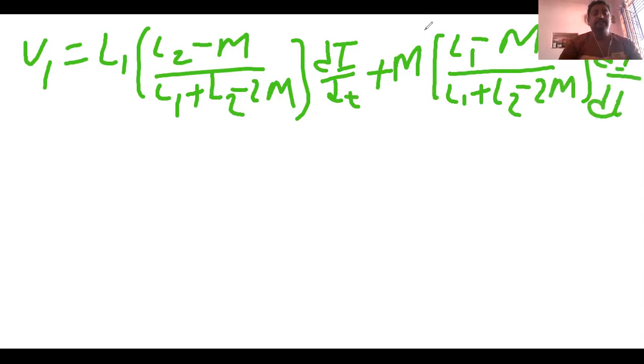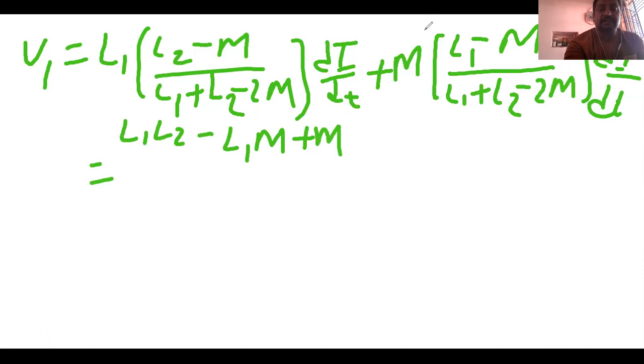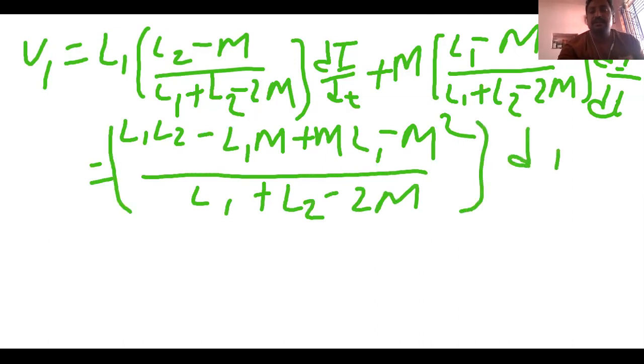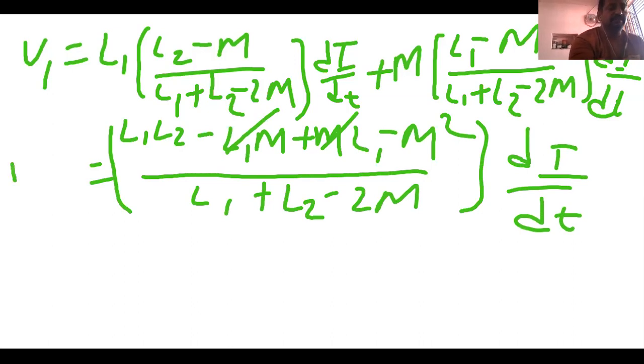So di by dt. Now I'll multiply all these things, and you get values like this: L1 L2 minus L1 M plus M into L1 minus M squared, divided by (L1 plus L2 minus 2M), into di by dt. Therefore, L1 M and L1 M get cancelled. So what is this? Here V1 is equal to V.